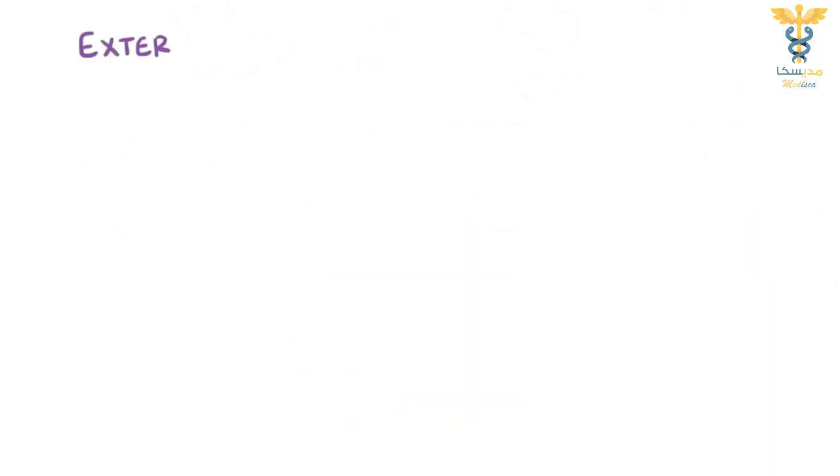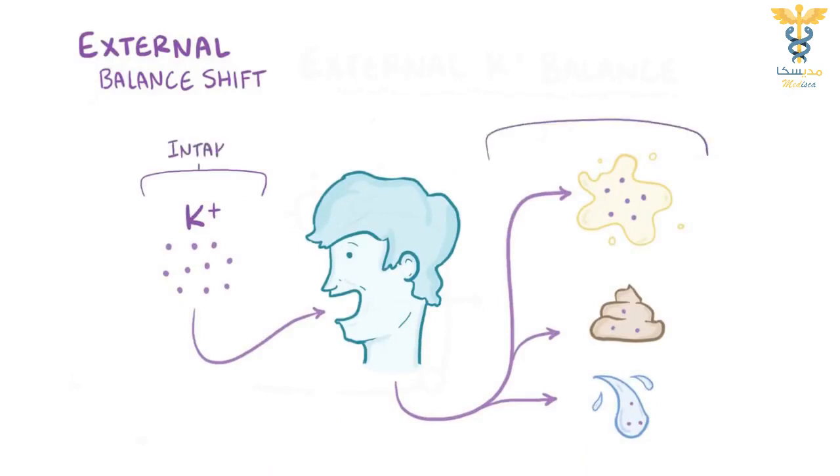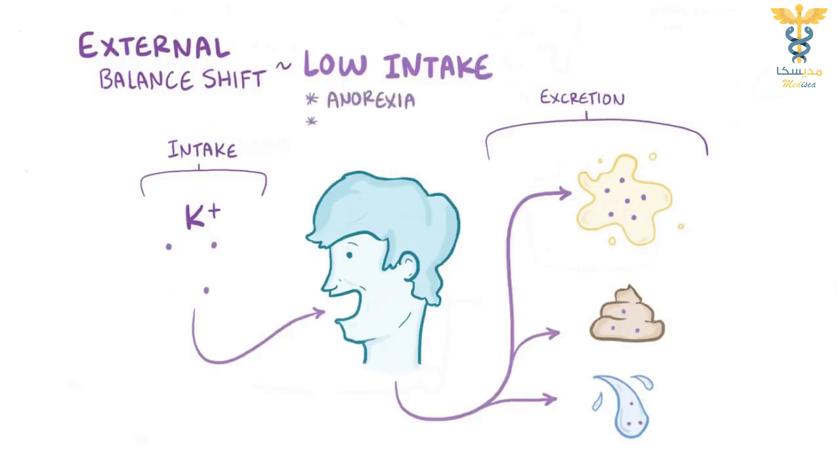Alright, on to external potassium balance shifts resulting in hypokalemia, which has to do with potassium intake or excretion. With regards to intake, simply not taking enough potassium in can lead to hypokalemia, like in the case of anorexia, prolonged fasting, or specific types of diets.